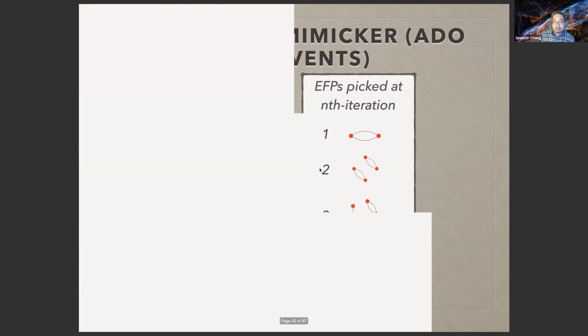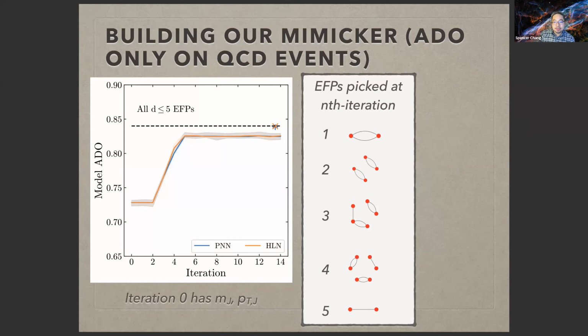Just so we don't go through all of them, this is what the EFPs are picked at each step. The first one we get is this barbell, or circle shape. The second one, we actually get two circles, so it's really the square of this energy flow polynomial. The third one, we get a new thing: besides this circle, we get this lollipop shape on top. Then at 4, we get this barbell here, and we still have two circles. And then at 5, we get the barbell by itself.